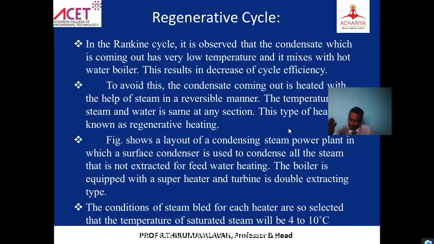We are trapping, we are bleeding it out. The exact term is bleed steam. We call it bleeding steam. This type is known as the regenerative cycle. So how it is going to work, and how the efficiency will be improved, we'll see. Previously we discussed what the reheat cycle is. Now we will see the regenerative cycle.